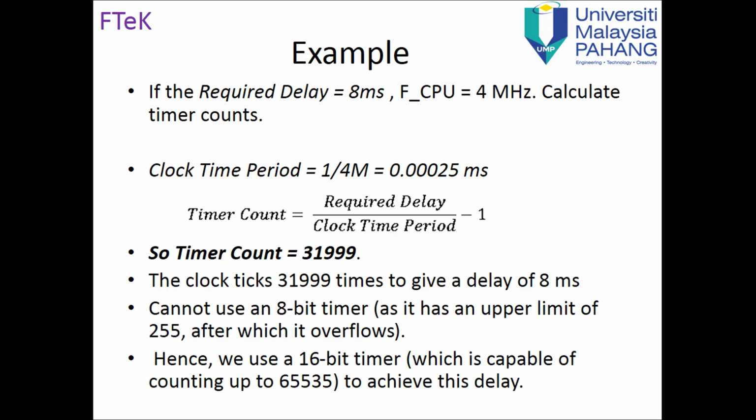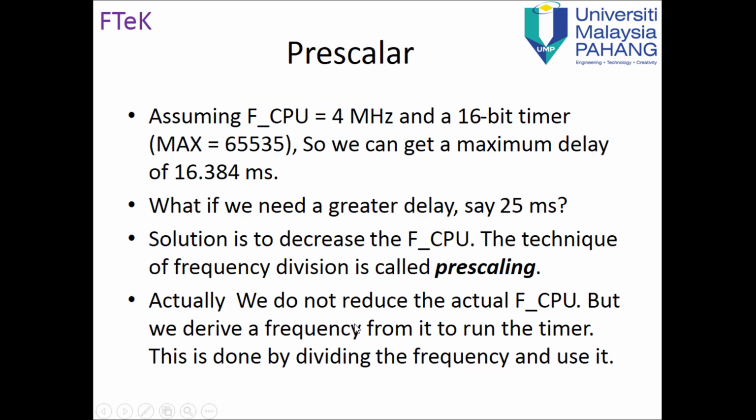Okay, of course this number cannot be applied in an 8-bit timer. We need at least a 16-bit timer, because for the 8-bit timer, the maximum is 255. After that it will overflow. Of course there are some techniques we can still use the 8-bit timer, even by Prescalar or by other techniques. But if we want to use it in the normal way without any modification, we need to use the 16-bit timer because it's capable to count from 0 up to 65535. So this number will be in the range.